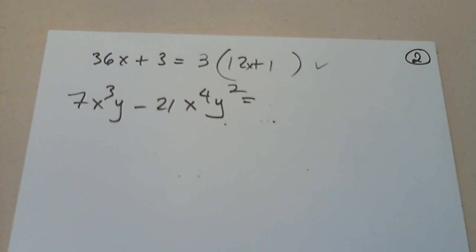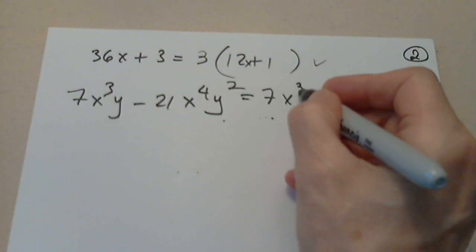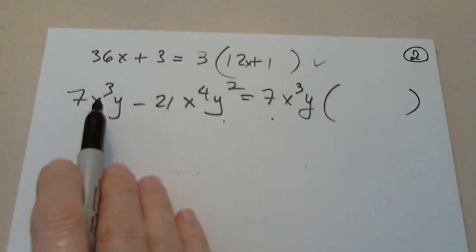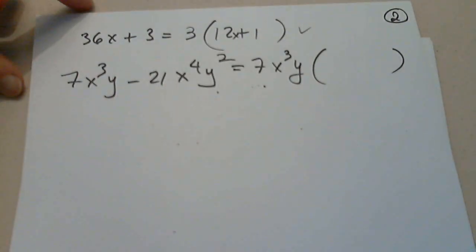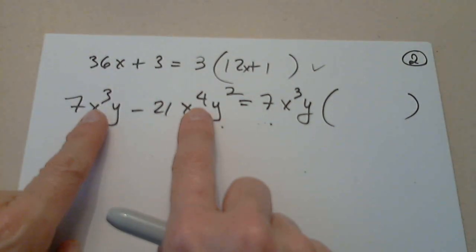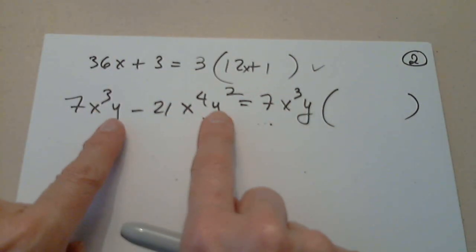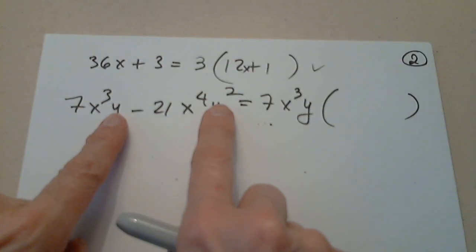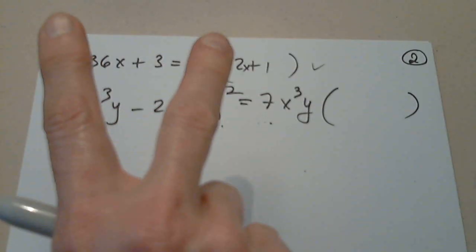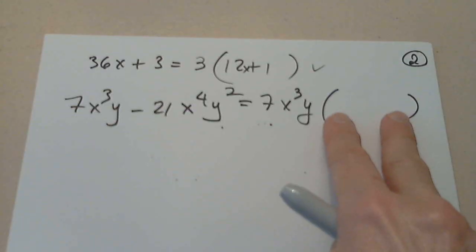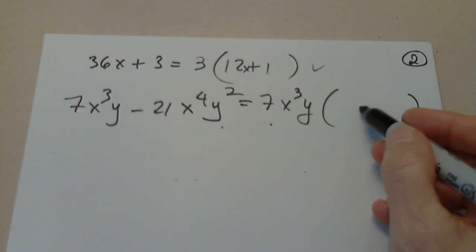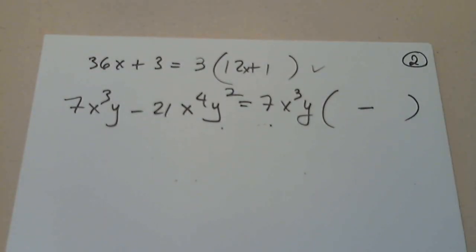So 7 and 21, what do they have in common? Seven. X cubed and y. Very good. X cubed and y. So x cubed, because the smallest exponent is 3. Y to the power 1, because the smallest power for y is 1. We start with a binomial. We have to have a binomial inside. And of course, we have to identify what is left.